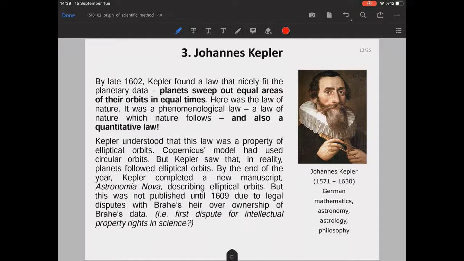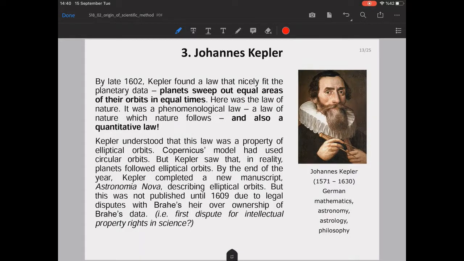Planets sweep out equal areas of their orbits in equal times. Here was the law of nature. It was a phenomenological law, a law of nature which nature follows, and also a quantitative law as well, which you can measure, not only qualitative, not only based on observations, but also on measurements. Kepler understood that this law was a property of elliptical orbits.